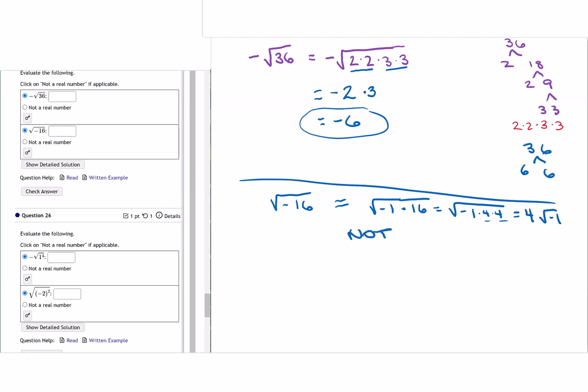It is a complex number, if you know anything about that. And if you don't, worry not, we won't be covering it in this class. We just say this is not a real number. We can't put this on the number line anywhere.